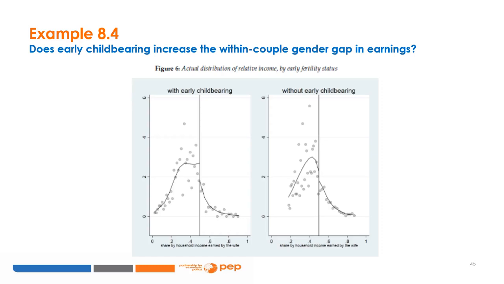The graph suggests that the distribution of the wife's income share is flatter to the right of the 50% line for early childbearers, left panel, than for non-early childbearers, right panel. This positive visual test motivated our decision to investigate the suggested causal effect of early childbearing formally.